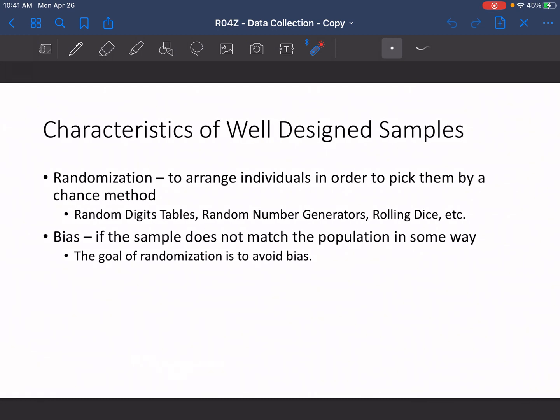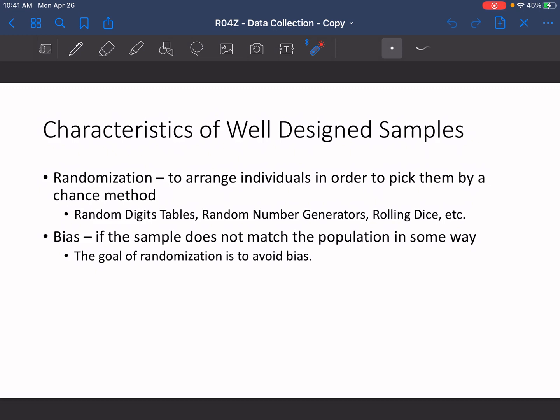There are also characteristics of a well-designed sample, the first one being randomization, and that's to arrange individuals in order to pick them by chance method. And we can do this through quite a few ways. You can use a random digits table, a random number generator on your calculator, you can roll dice, you can draw names out of a hat.